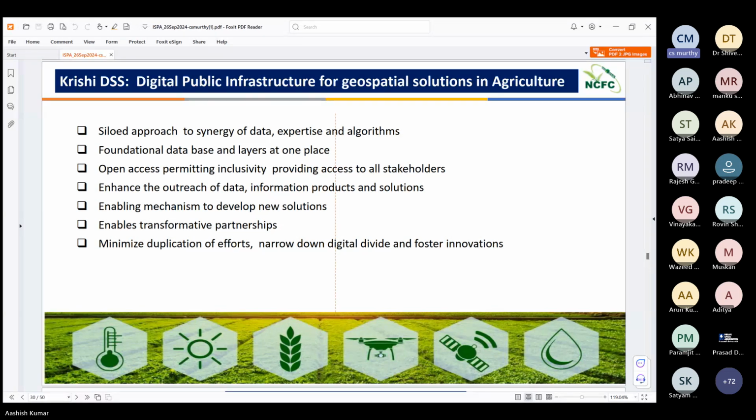I think the beta version of Krishi-DSS was released a few months back. We are going to improve it further. More details on Krishi-DSS you can access from MNCFC. For the beta version, some access URLs, web links, are also being given. The participants here can write to MNCFC and get first level access to the platform. You can see the features there. Next, please.